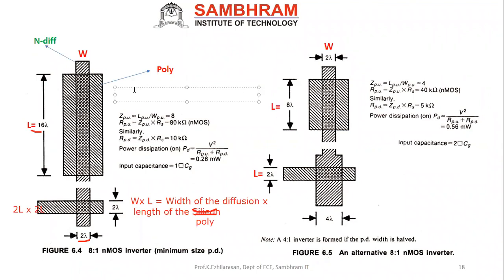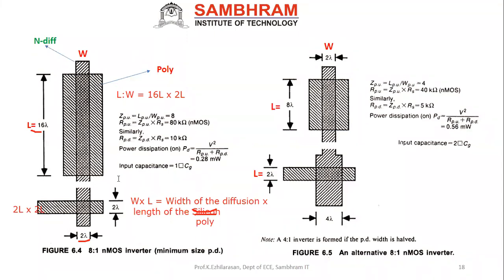If I say L colon W, then what is the length and width here? This is 16 lambda cross 2 lambda for your pull up, and for the pull down it is 2 lambda cross 2 lambda.